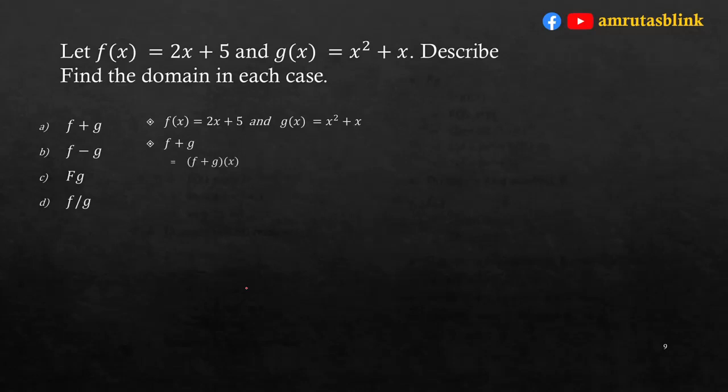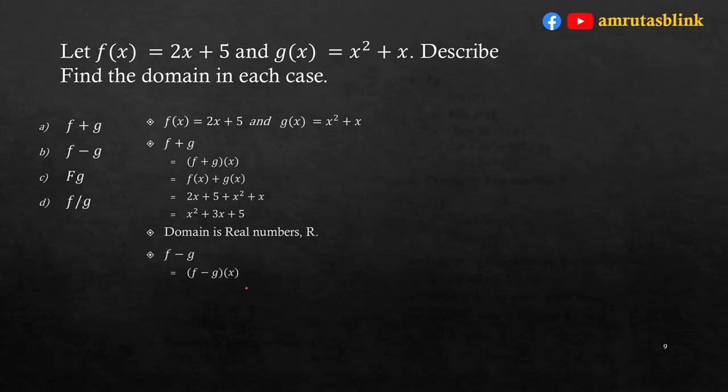So f plus g of x is equal to f of x plus g of x. It is equal to 2x plus 5 plus x square plus x. So after simplification we will have x square plus 3x plus 5. Now f and g, both the functions are defined on real numbers, hence domain of f plus g is also real numbers.